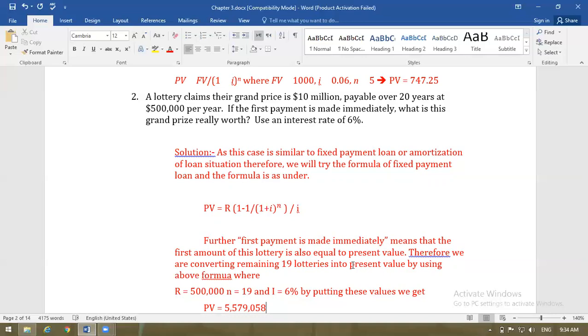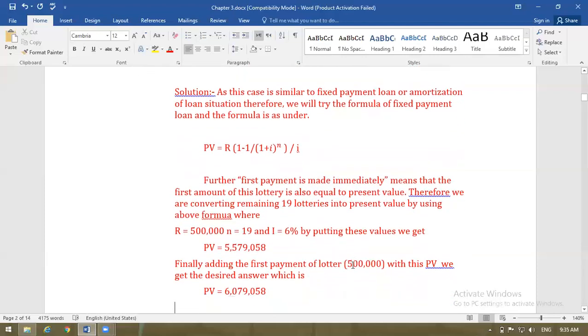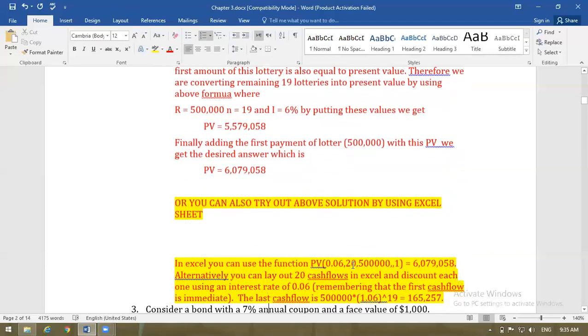R is 5 lakh per year, n is equal to 19, I is equal to 6%. By using these three variables in the above formula, we can easily find out present value is equal to 5579058. So this is the worth of the 19 years installments. The question is to find out the worth of all 20 years of the 10 million, so I will add 5 lakh to it. The worth will be 6079058. Next question.